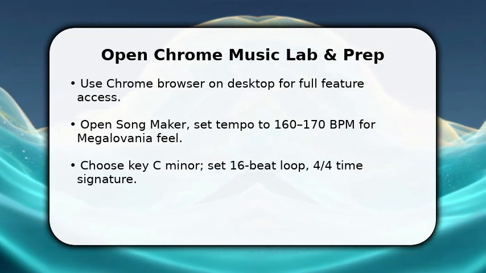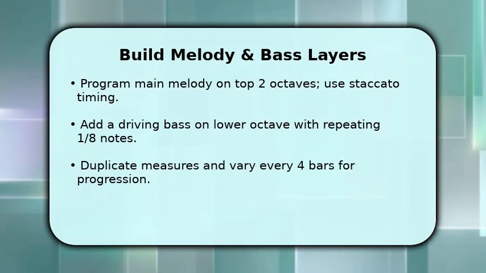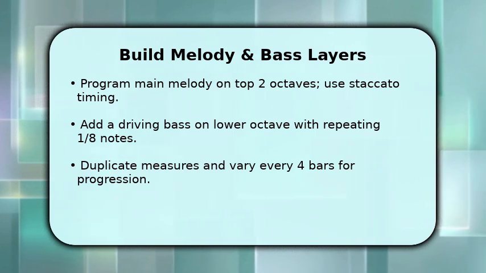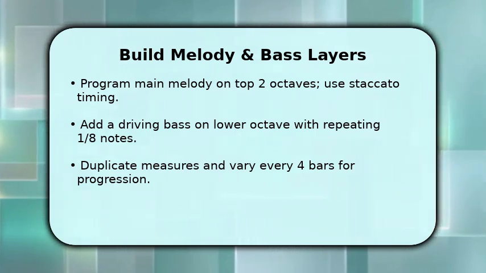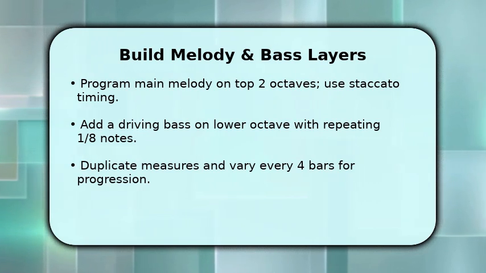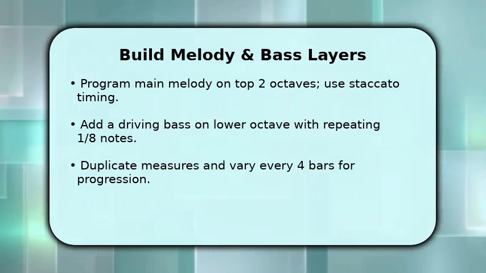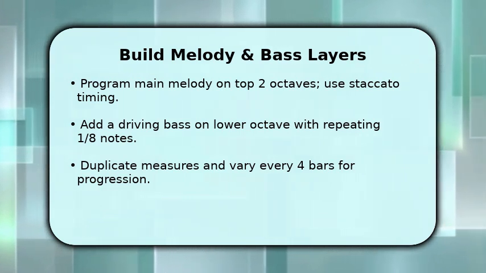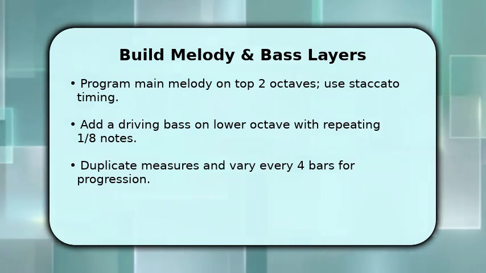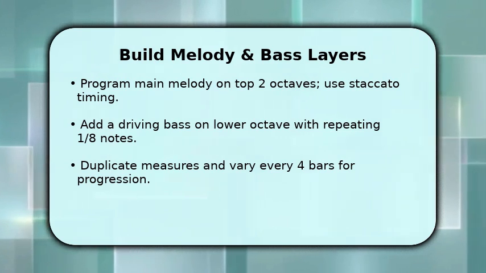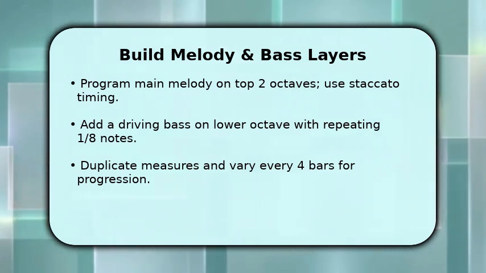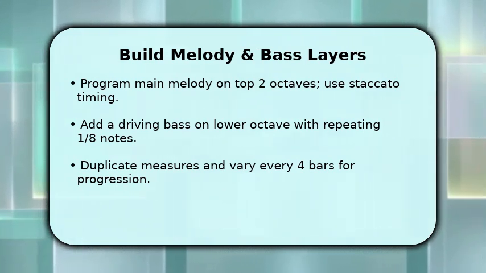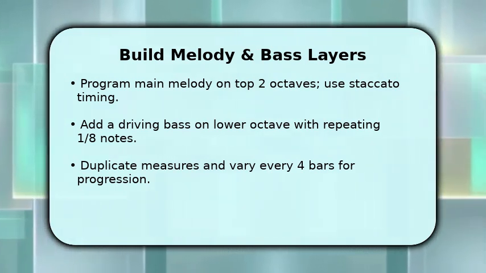You now place the main Megalovania melody across the top 2 octaves, using short staccato notes so the melody punches through. This emulates the synth lead. Meanwhile, program a steady bass line on the lower octave with 8th note repetition to drive momentum. Duplicate the initial 4-bar phrase, then introduce melodic variations every 4th bar to create a hook and release effect. Make sure to balance velocities by spacing notes, because dense clusters will muddy the mix in Songmaker.